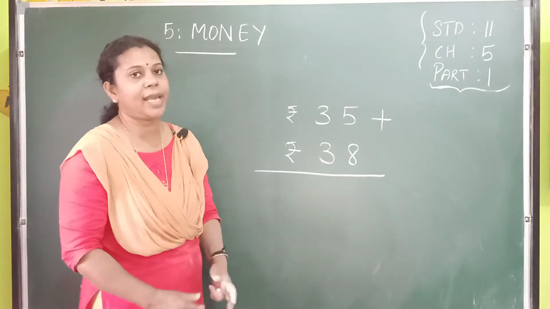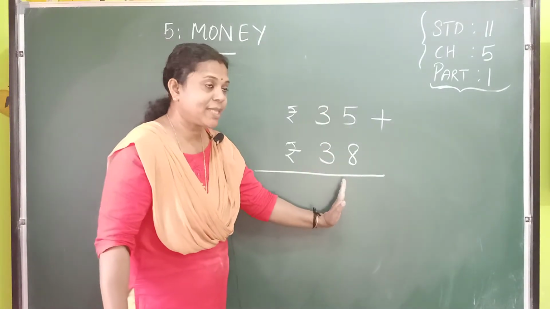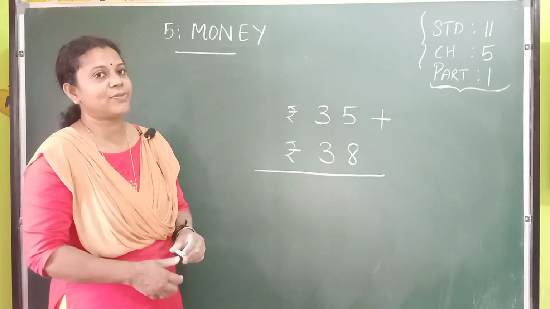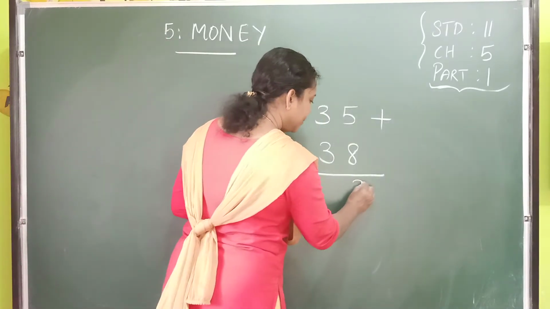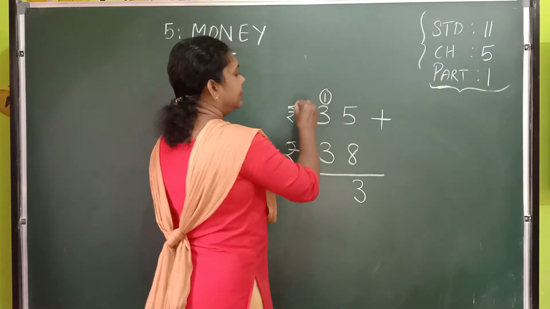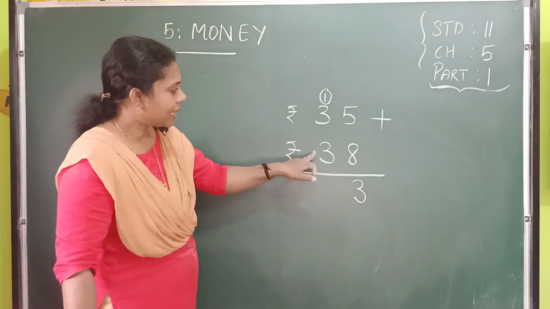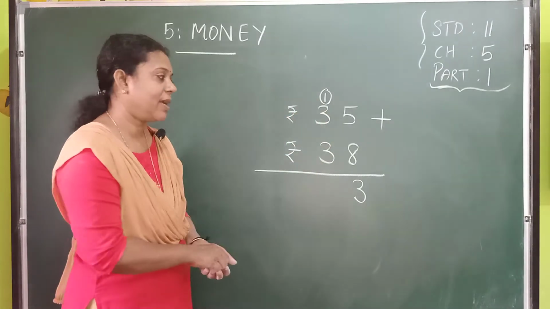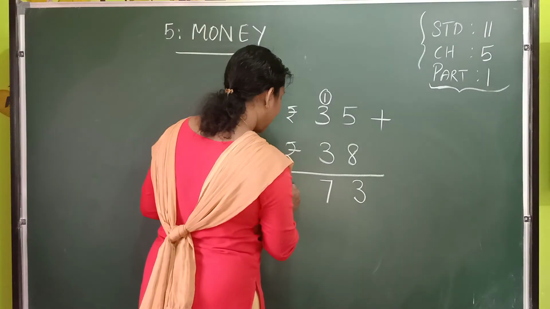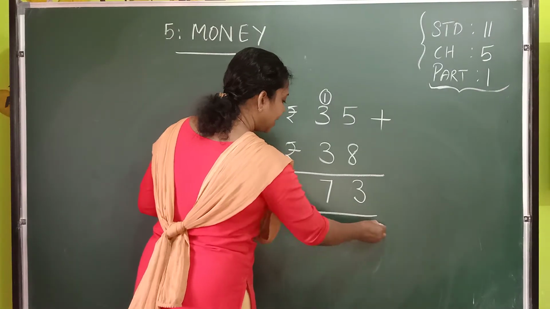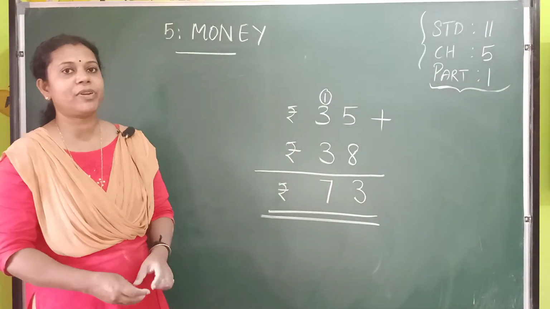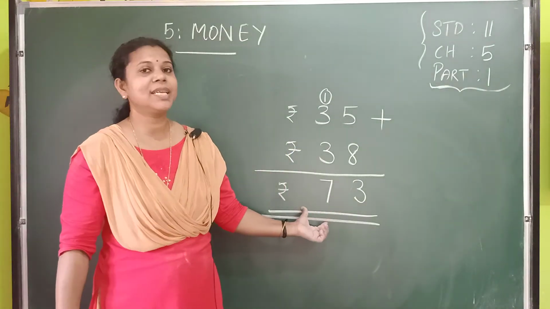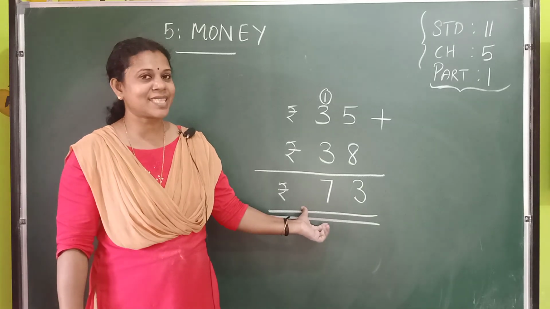35 plus 38. Ones place digit, tens place digit. 8 plus 5. What is 8 plus 5? It is 13. 3 and 1 carried. Then 3 plus 3. It is 6. 6 plus 1, 7. So the total cost is rupees 73 for the two items. Ankita has to pay rupees 73. Is it okay? Is it easy?